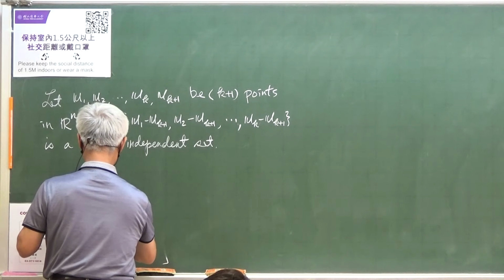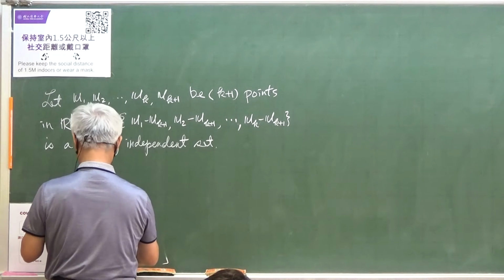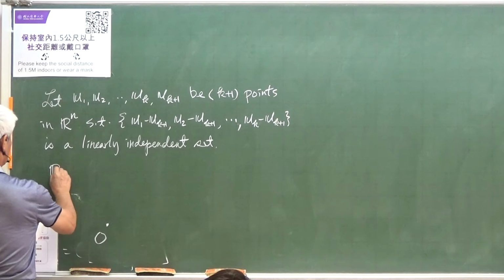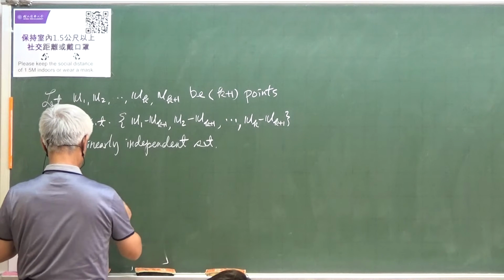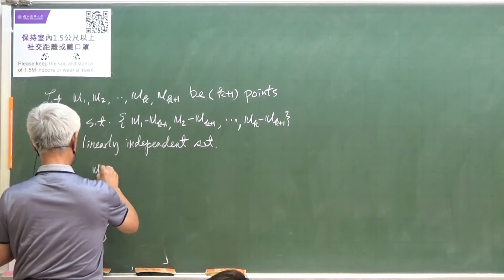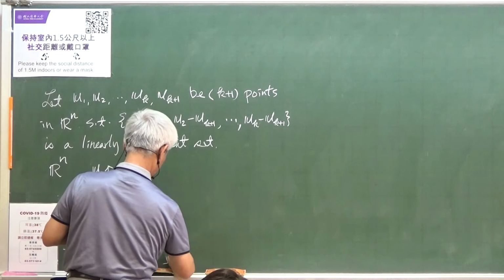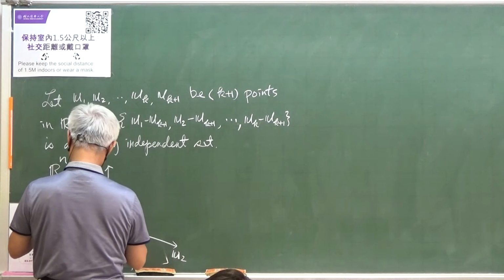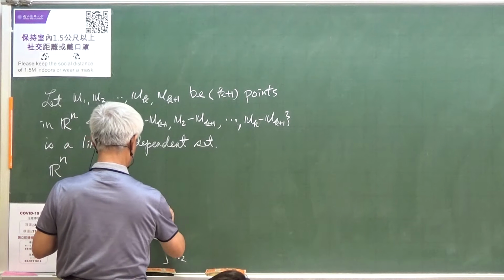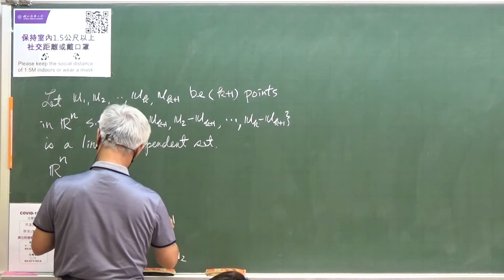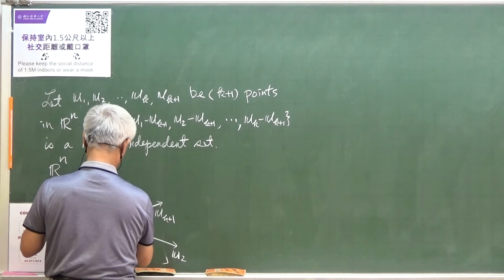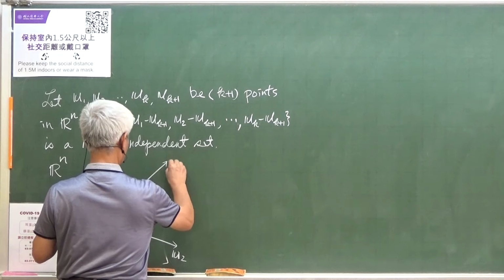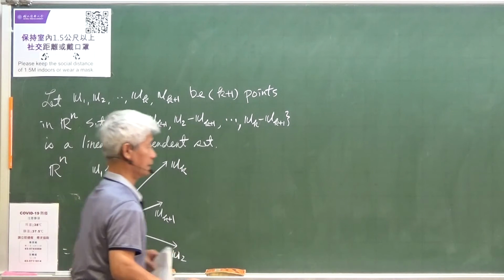So suppose we have the origin here in the n-dimensional Euclidean space, and we have, say here, U1, we have U2, we have U k plus 1, and U k here.